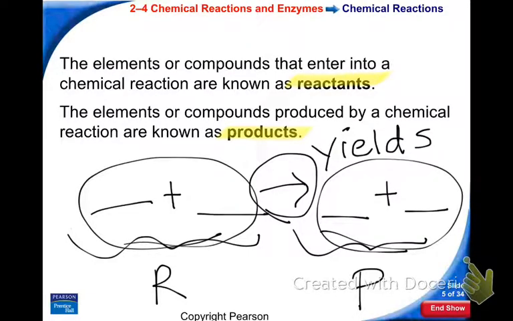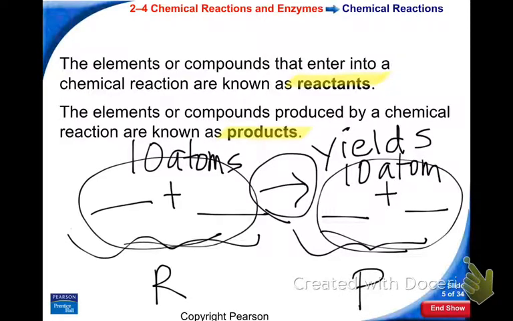Something really important as we move forward into chemistry is if you have 10 atoms on this side, you must have 10 atoms on the other side. So matter cannot be created or destroyed, it can just be transformed. So everything that we start out with, we have to have the same amount of stuff on the other side of the equation.